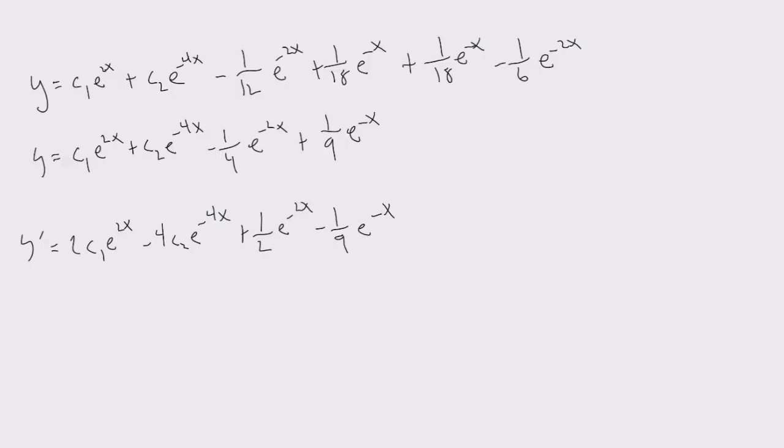Okay, and it's been a while, let me pull up the initial conditions here. So we got y of 0 equals 1 and y prime of 0 equals 0. Up in the y equation, if I put a 0 in where all the x's are, that essentially makes all of my e to the x's become 1s, because it's e to the 0. So our first equation would be c1 plus c2 minus 5/36 equals 1.